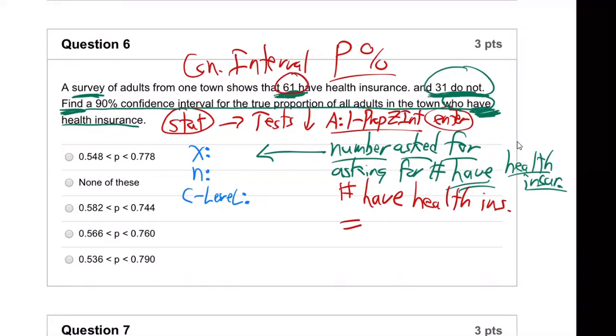If there's 61 people total they talked to, and 31 of them said, no, I don't have health insurance, how many said yes? How many have? 30. Yeah, you just subtract them, don't you? 30 have it. 30, not 31. Does everybody see that?